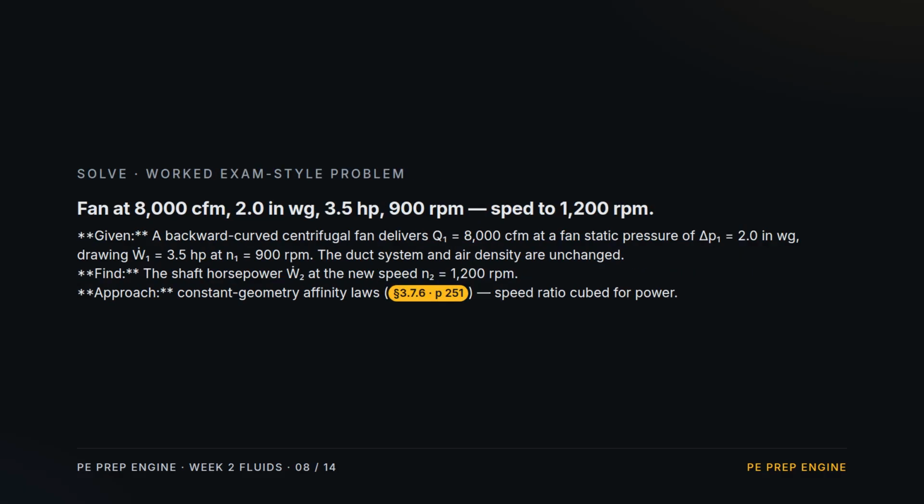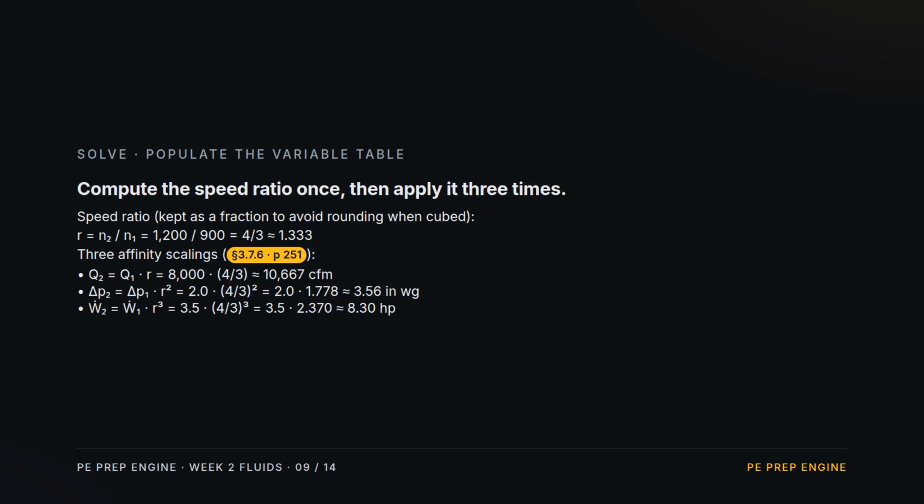Worked problem. A backward curved centrifugal fan delivers 8,000 CFM at 2.0 inches of water gauge, drawing 3.5 brake horsepower at 900 RPM. Ductwork and air density unchanged. Find the shaft horsepower at 1200 RPM. Speed ratio cubed for power. Speed ratio first. 1200 over 900 is 4/3, kept as a fraction so the cubing stays clean.